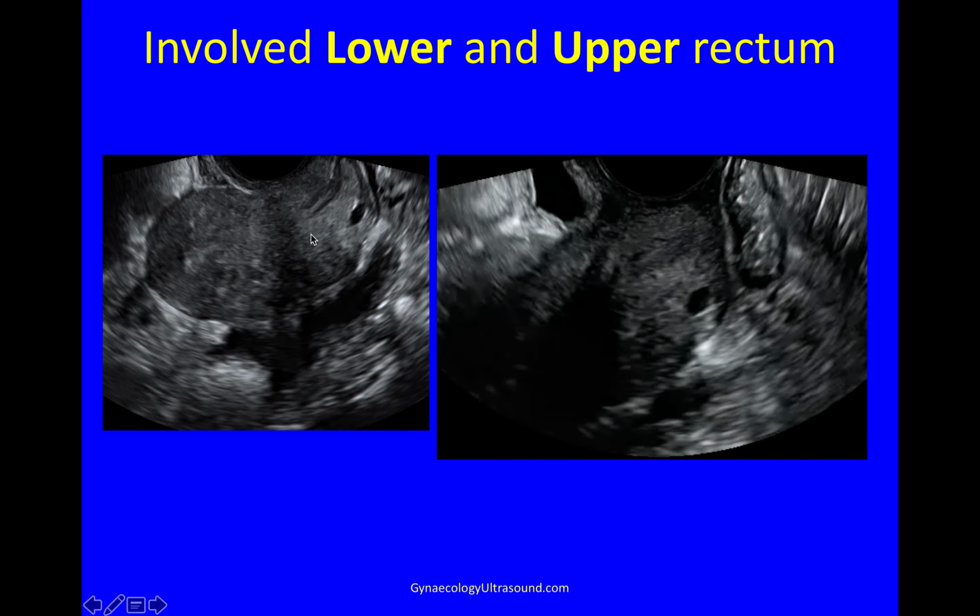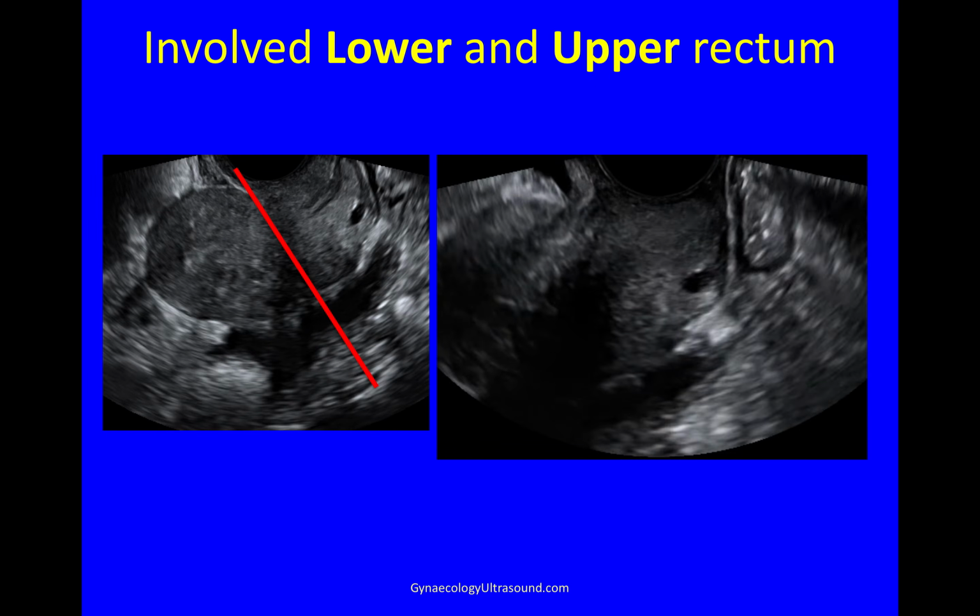Looking at the picture here, uterus in the longitudinal plane, draw that line of bladder, internal os, torus, and you can see that this bowel nodule affects both the level below this line, below the torus, which is lower rectum, and above it, which is upper rectum. And this is what that will look like on the moving image.